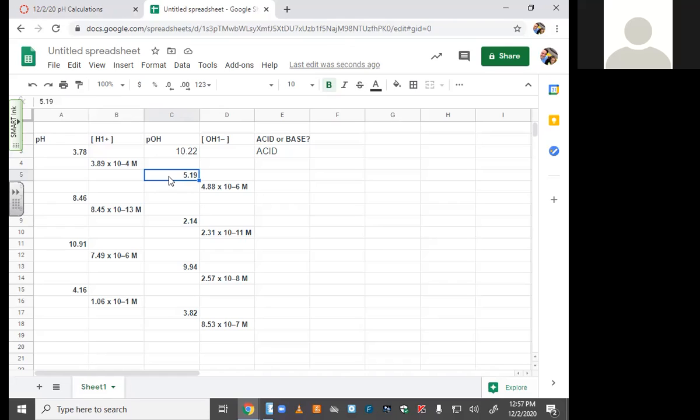So it's 10 to the negative 4, right? Yeah. I put that over H plus. And then for your OH, you're going to do the same thing with 10.22. On your calculator, just where you had done the negative, go 10.22 and smash enter. What's your pOH? It's 10.22.